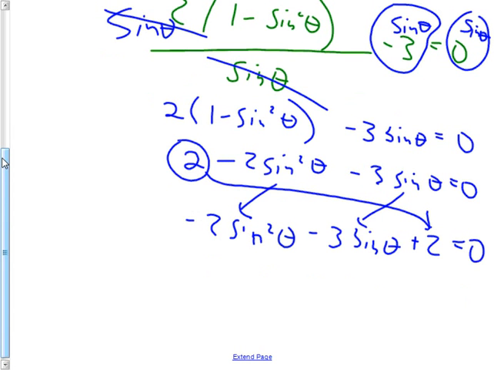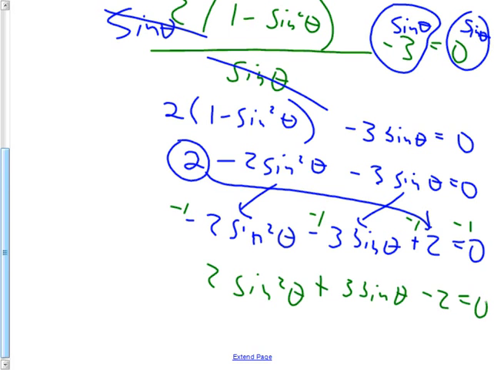This negative here, if you ever are trying to factor something with a negative in front, just don't do it. Multiply by negative 1 here, and here, and here, and there. Every place gets multiplied by negative 1, and that's okay. It's legal to do that. So then I got 2 sine squared theta. It's not negative anymore. And that's a plus 3 sine theta, and a minus 2 equals 0.